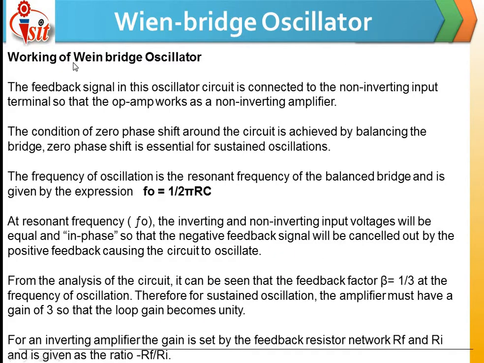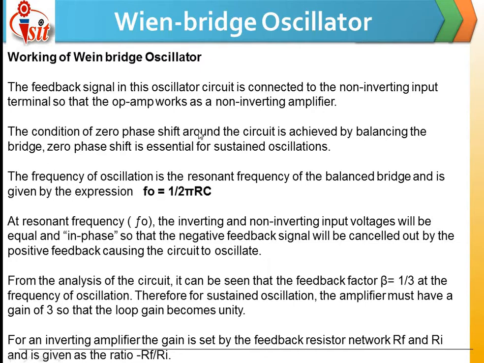Now let us see the working principle of the Wien bridge oscillator. The feedback signal in this oscillator circuit is connected to the non-inverting input terminal, so that the op-amp works as a non-inverting amplifier. I have discussed that the oscillator has only positive feedback and does not carry any negative feedback. According to that, the Wien bridge oscillator is related only to the non-inverting amplifier input.